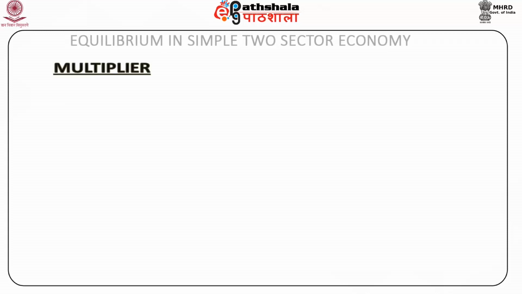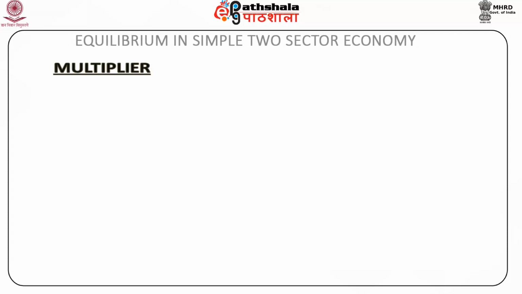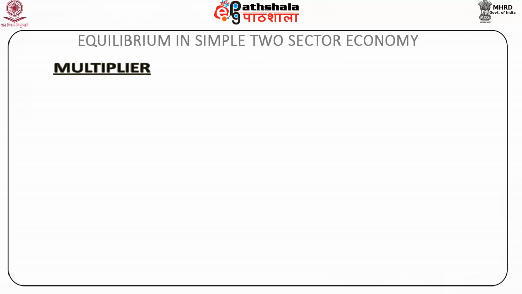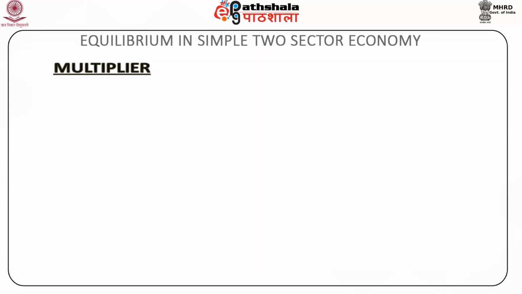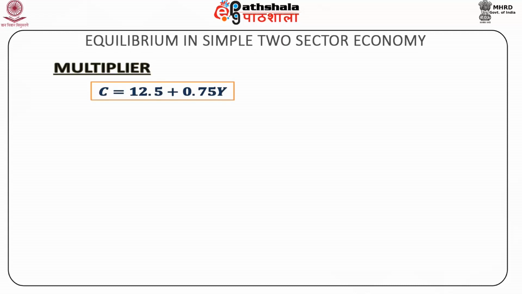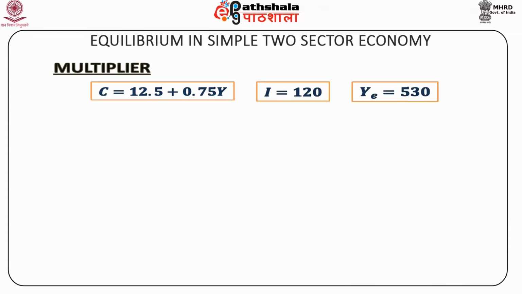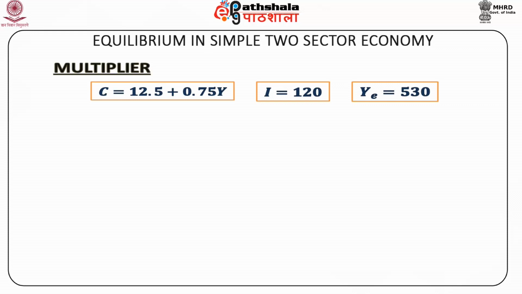Now, let us understand how equilibrium gets affected if there is a change in any component of aggregate demand. We will see that equilibrium income changes by a multiple of initial change in any component. This concept is referred to as the multiplier. Continuing with the same example of income determination, where C is equal to 12.5 plus 0.75y, I is equal to 120 and equilibrium income is 530.